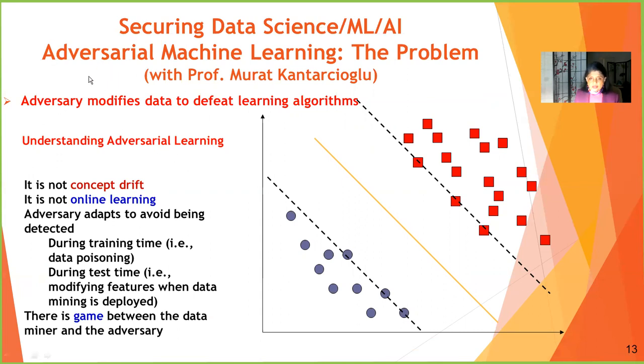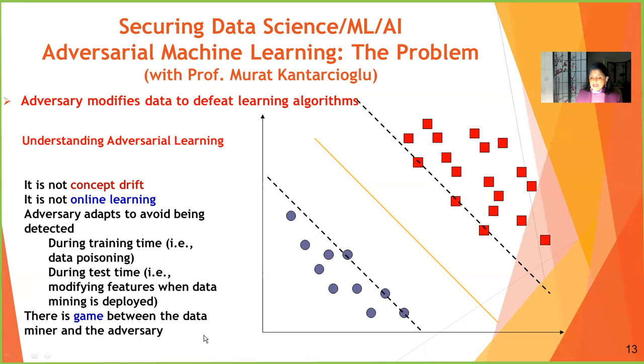So I'll explain. Adversarial machine learning, and this is the problem. The adversary is modifying the data, trying to figure out what we are doing, and trying to defeat the learning algorithms. We need to understand the adversary and learn about the adversary. It's not concept drift. It's not online learning. It's not changing concepts. The adversary adapts. It's learning about us and adapting, so we've got to be several steps ahead of the adversary. It could happen during training time, through data poisoning, or during testing time, by modifying features when data mining is deployed.